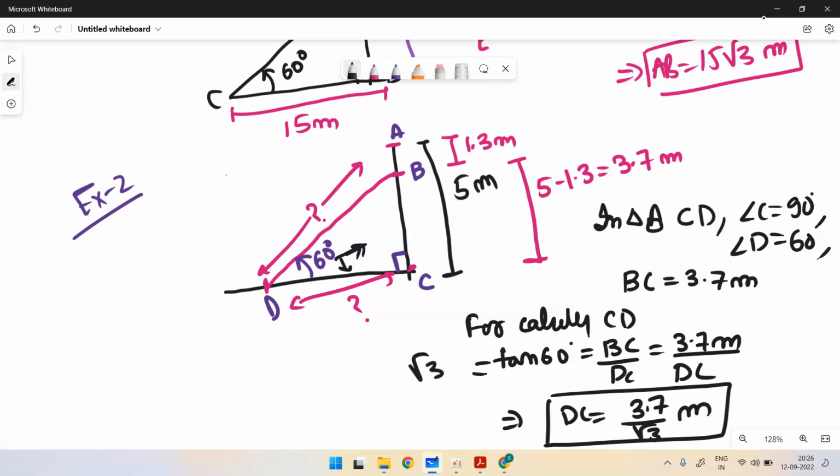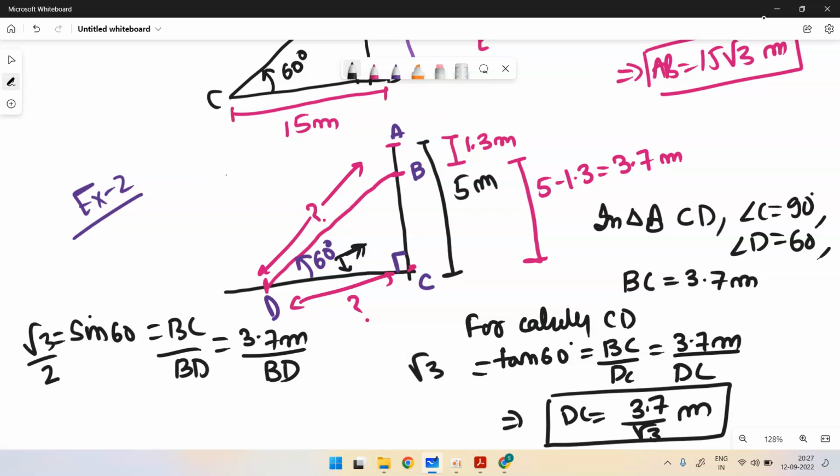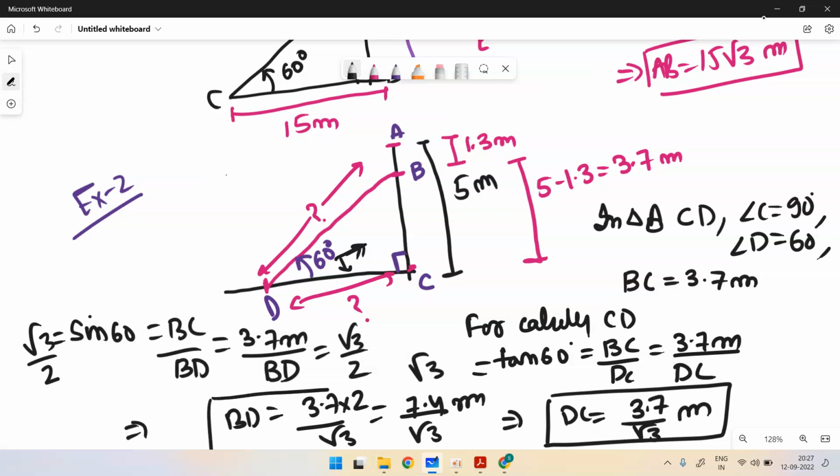Now with respect to BC and BD and the angle of 60 degrees, BC is perpendicular and BD is hypotenuse. So perpendicular by hypotenuse is sine theta. Sine of 60 degrees is BC by BD. BC you have already calculated, 3.7 meters, and BD you don't know. But sine of 60 degrees is root 3 by 2. So BD is nothing but 3.7 into 2 by root 3, which is 7.4 by root 3 meters. So the length of the ladder is 7.4 by root 3 meters. That's the answer.